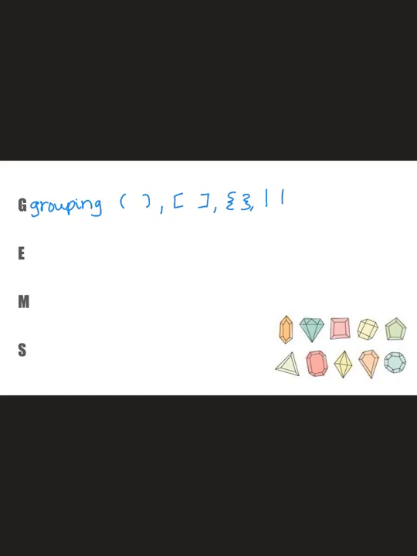So we'll talk about absolute value later, but just know that the grouping does include absolute value as well. Next is exponents. And that's anything with a base and an exponent. Anything like that. Got a base and an exponent.